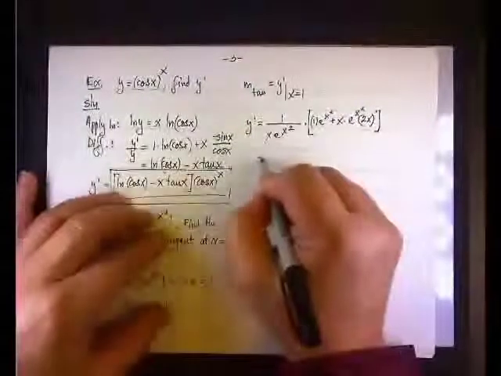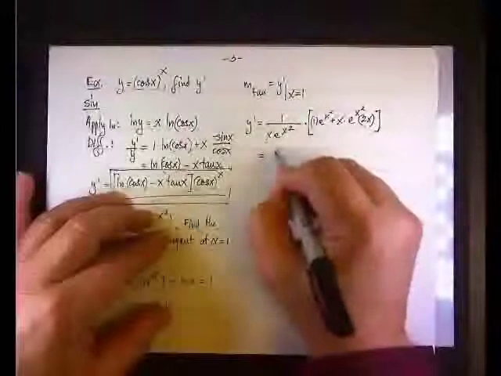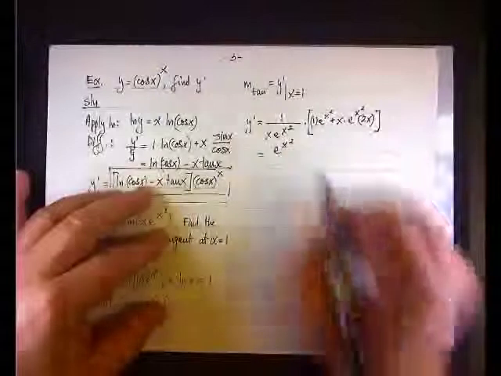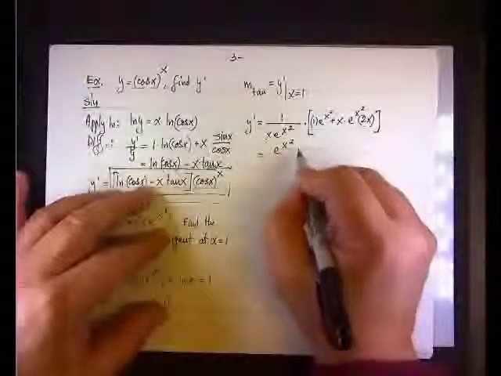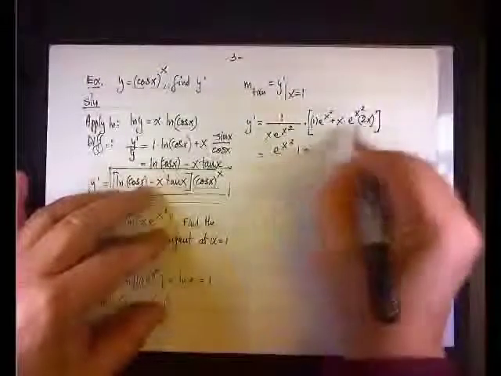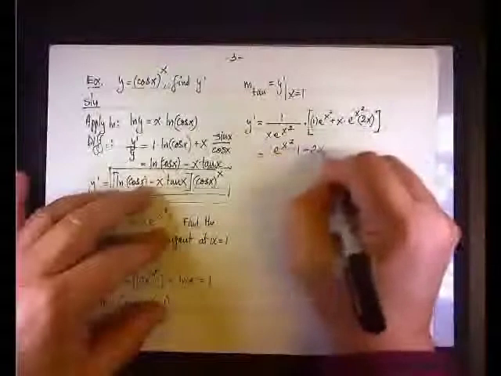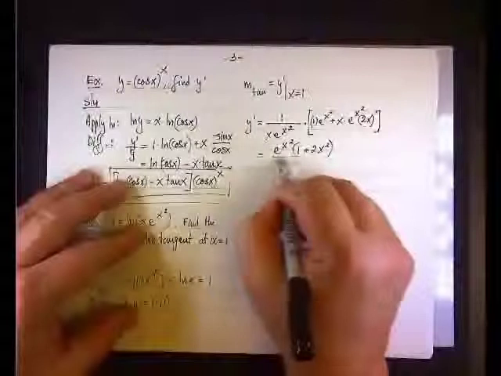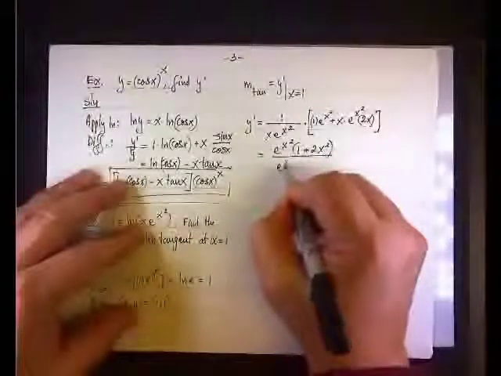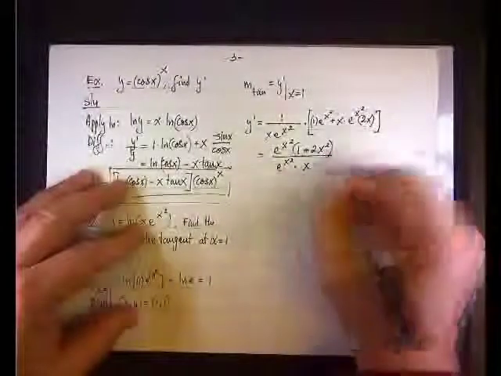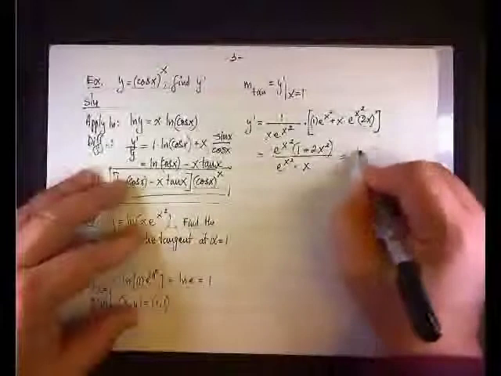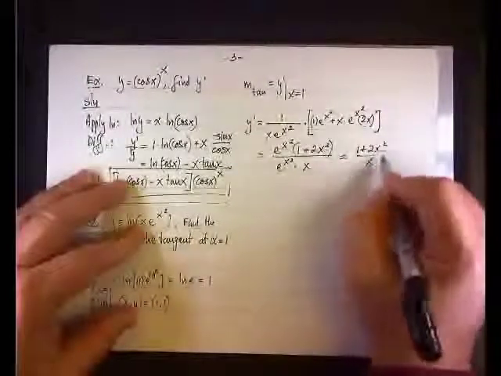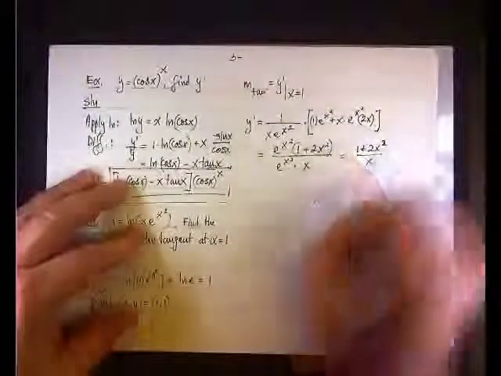So let's see. We have e to the x squared that will be factored out both from the numerator and the denominator. But let's factor it out from the numerator. We have 1, and here we have 2x squared. All right? And we have also e to the x squared multiplying x. So after simplification, we end up having 1 plus 2x squared over x. So it's not too bad.